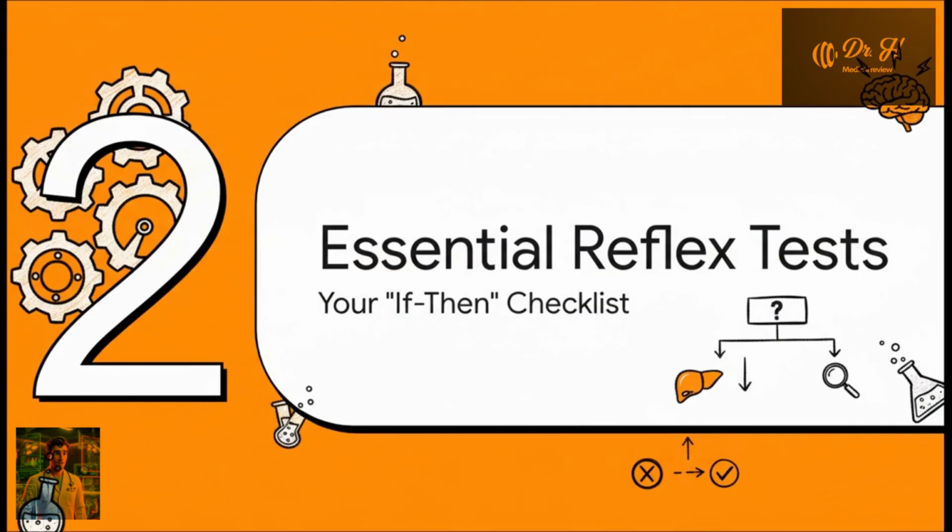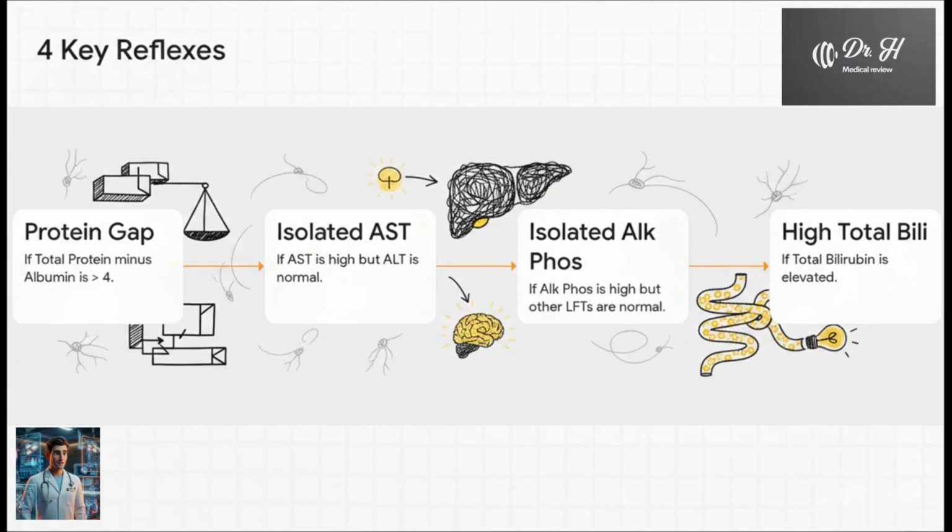So now that we've got our tree sketched out, it's time for the secret sauce, reflex testing. This is your if this, then that checklist. When you see one of these numbers go haywire all by itself, what is the very next test you should order without even thinking? There are 4 of these, and they are absolutely crucial. You need to have these 4 reflexes memorized so you can get on the right track instantly.